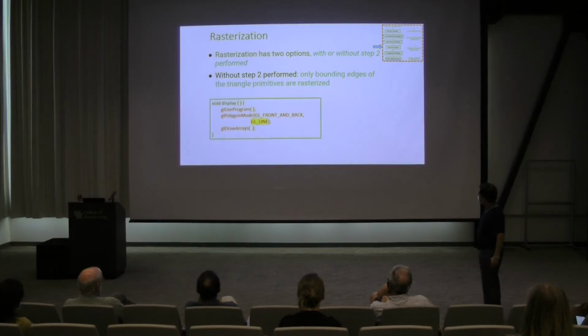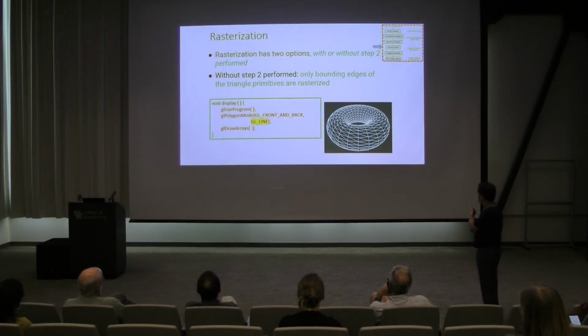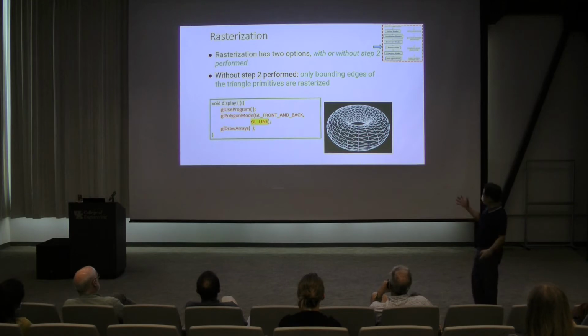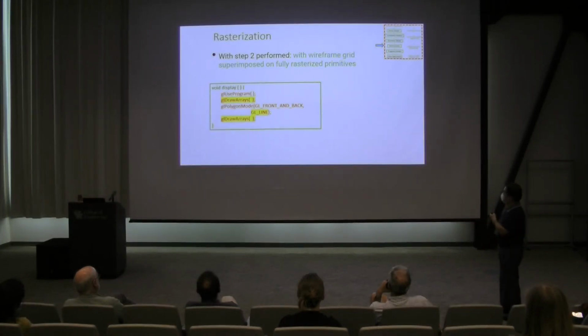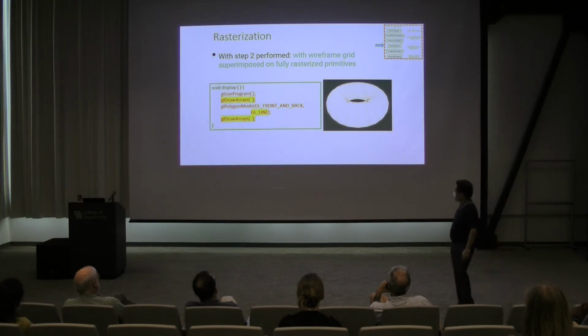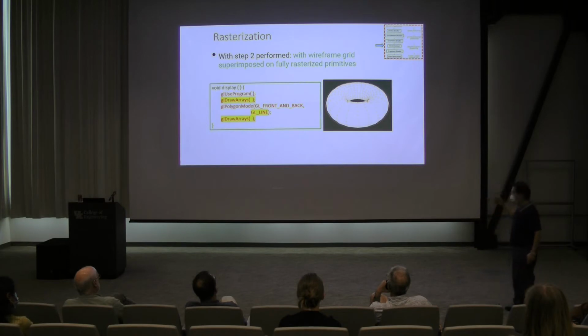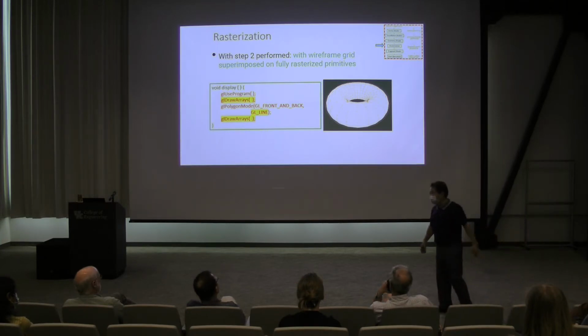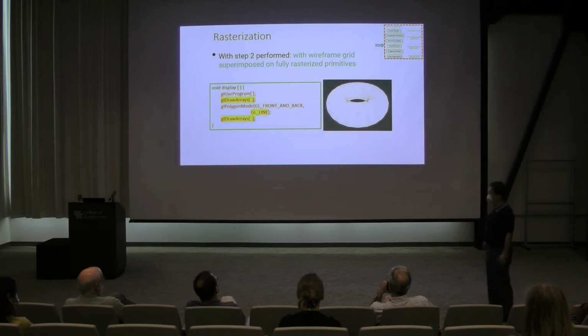And if you only do the first step, of course, you only get the edges of those triangles. If you also do the second step, then you will also get the interior pixels rendered. Here we didn't use different intensity, just to show you that. In addition to the wireframe drawing, you also get all the interior pixels identified and excited.